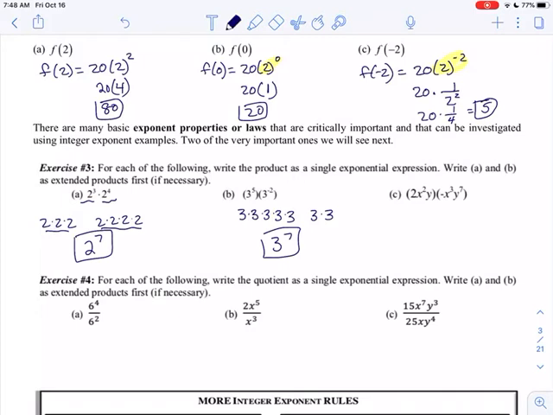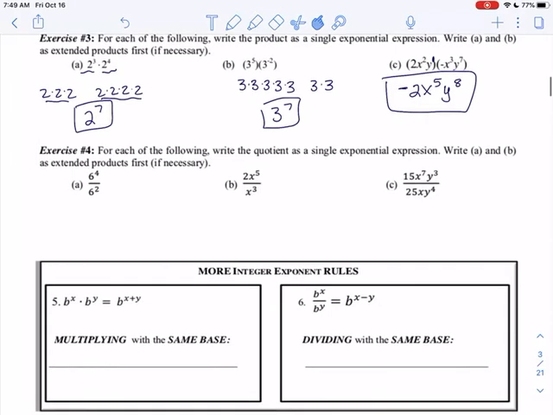And 2x squared y times negative x to the third y to the 7th. You can see what's happening when I'm multiplying. I'm adding those exponents up. So 2 times negative 1 is going to be negative 2. I have 2 x's over here, and I have 3 x's over here, so that's a total of 5 x's. I have 1 y, there's no exponent, that's 1 y, and I have 7 y's over there, so that's y to the 8th. So when I'm multiplying, I add the exponents. I multiply any numbers that are in front, any coefficients, but I add the exponents up.